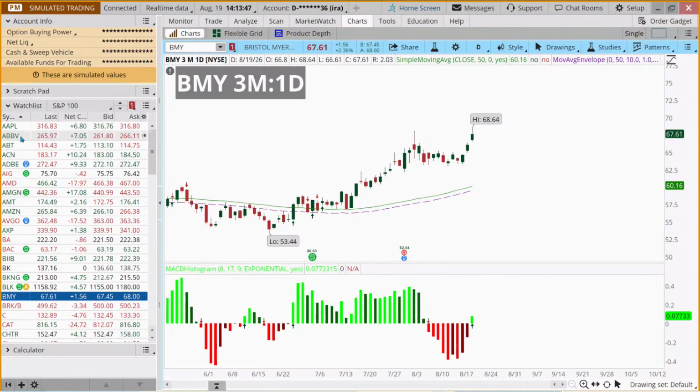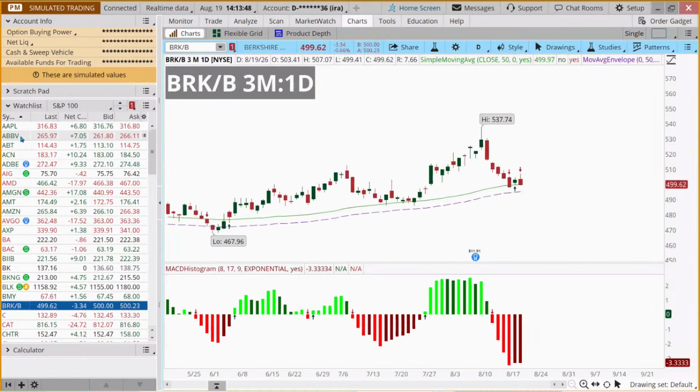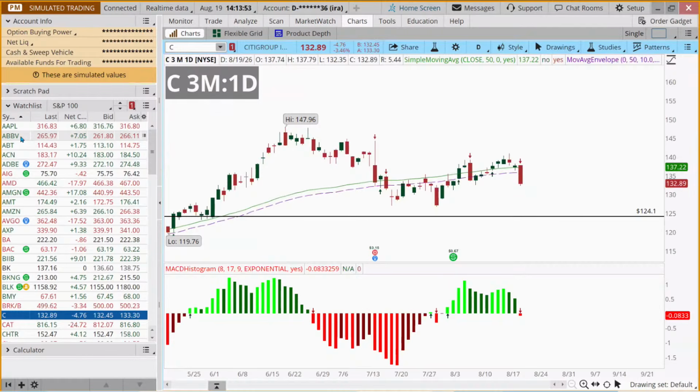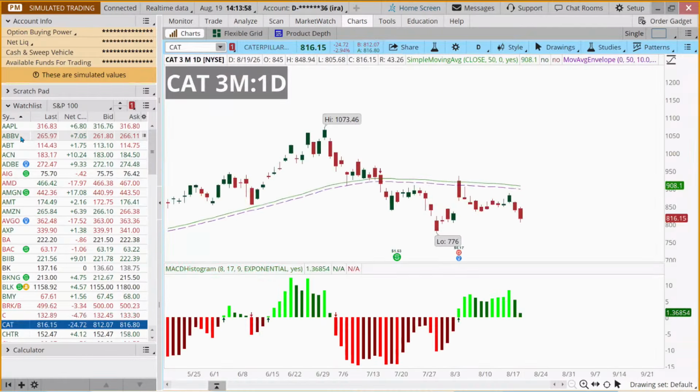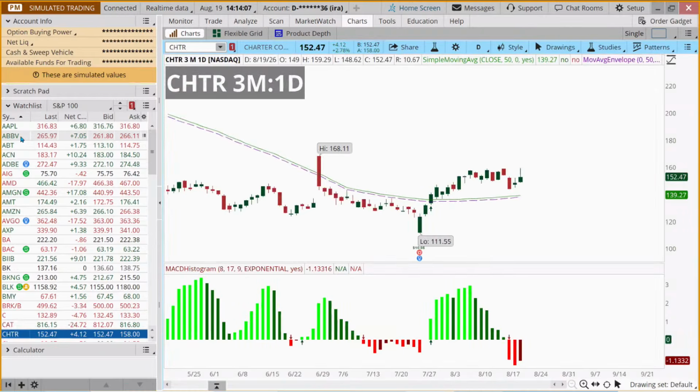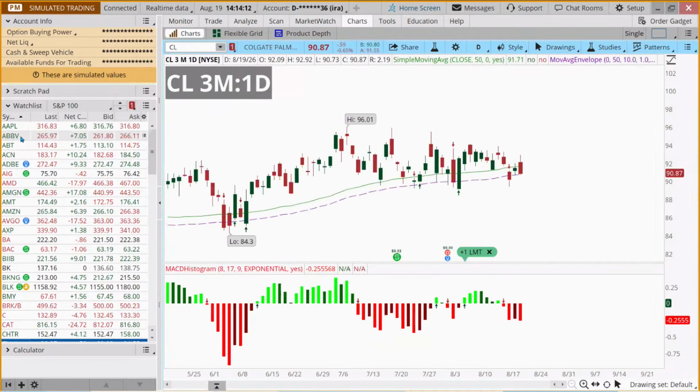Okay. Next one. BRKB. Red MACD, done. Citigroup. Red arrows on the MACD and the price today, not a buy signal. Caterpillar. Green MACD, red arrow on the stock price. CHTR. Above the moving average, but the MACD's red. We're done. Okay. Going to speed up a little more again.